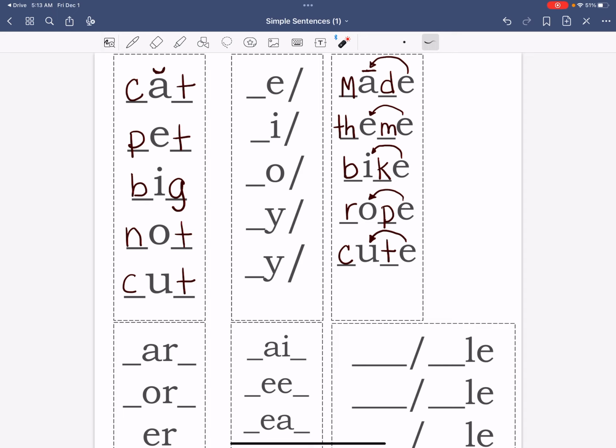And you might be asking yourself, what is an open vowel? Well, an open vowel is a vowel that is at the end of a syllable. Okay, so this little line is going to signify that that's the end of a syllable.